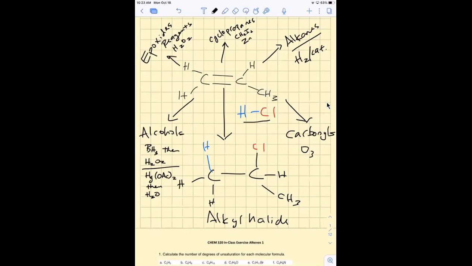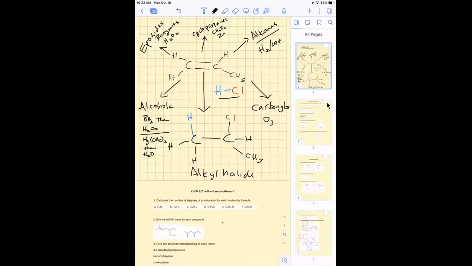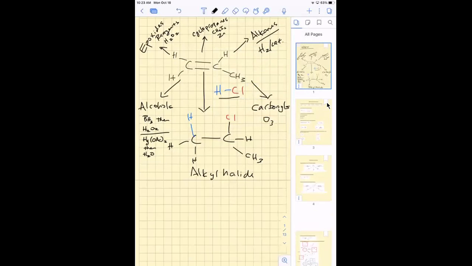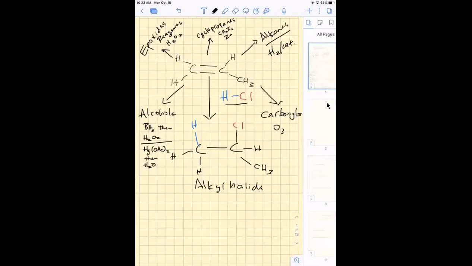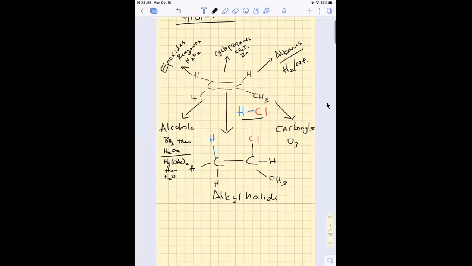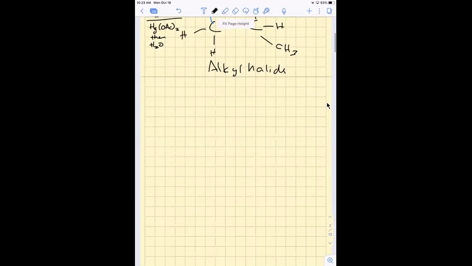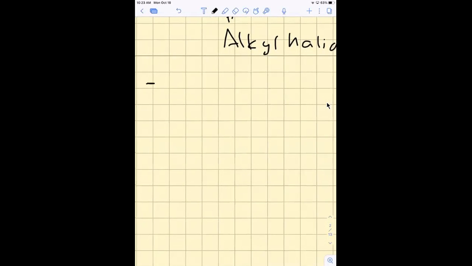So let me talk about some other characteristics of alkenes, because the reactions part, I just want to introduce you to that. But there are other things that we're going to talk about, like other basic things like alkene stereochemistry.